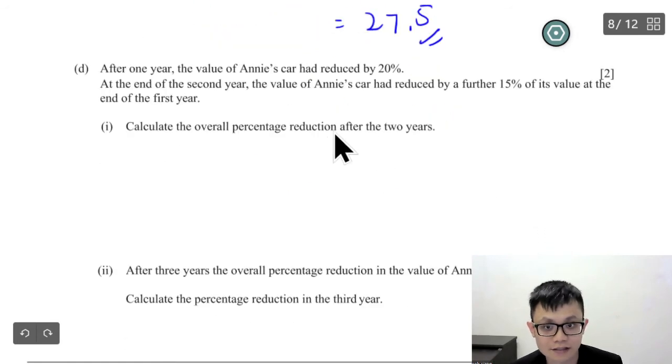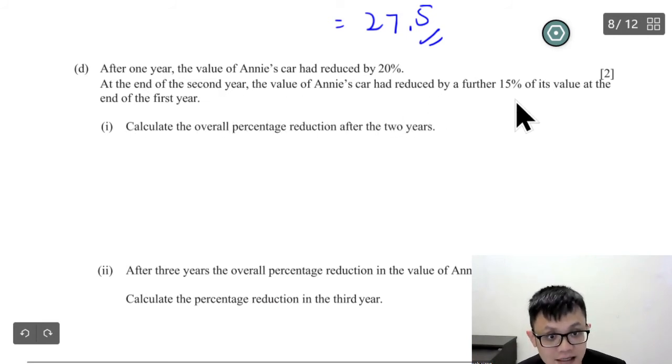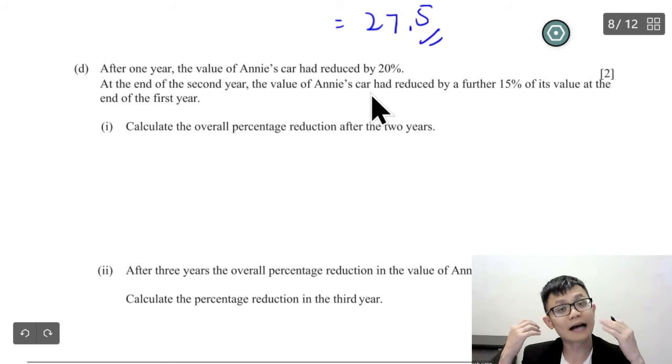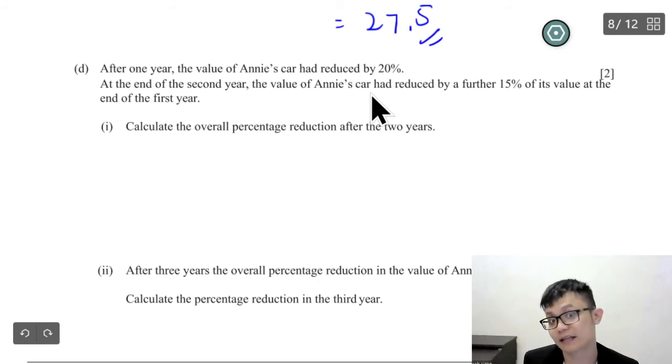Following next question. After 1 year, the value of Annie's car has reduced 20%, correct or not? This one is what we call depreciation, right? At the end of the second year, the value of the car is reduced a further 15% of the first year. Calculate the overall reduction, correct or not? Because this is what we call a liability, correct or not? Because there's something like today 100 ringgit, but next year is 80 ringgit.